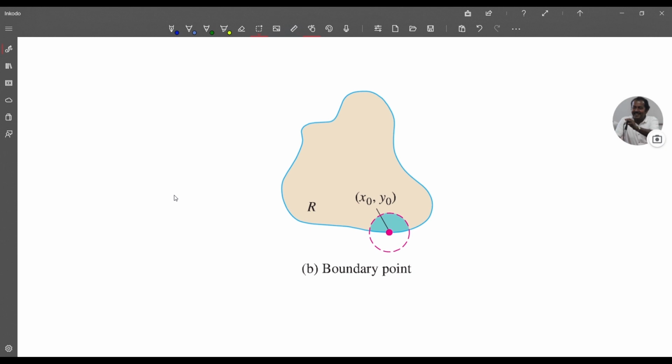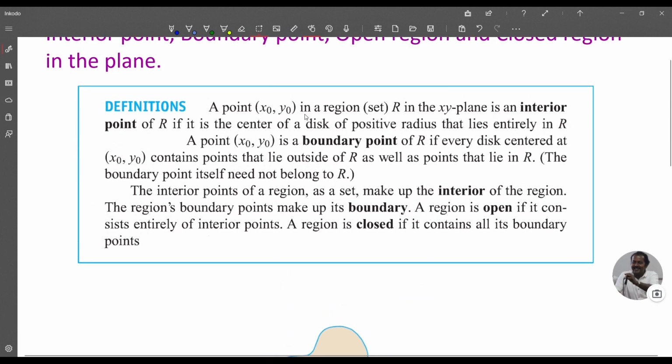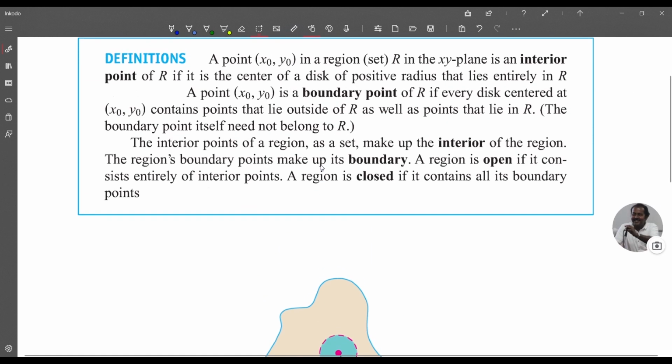So that's the definition. A point (x0, y0) in a region R in the xy plane is an interior point of R if it is the center of a disk of positive radius that lies entirely in R. So you can see that this point (x0, y0) is an interior point by that definition. Now a point (x0, y0) is a boundary point of R if every disk centered at (x0, y0) contains points that lie outside of R as well as points that lie inside of R.